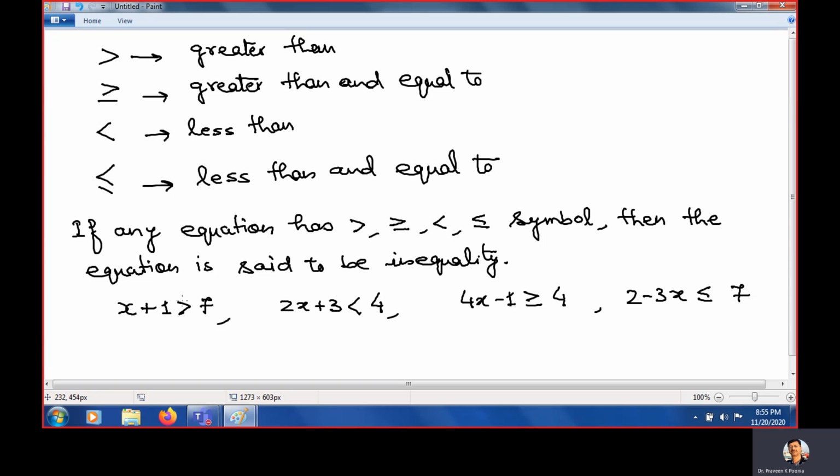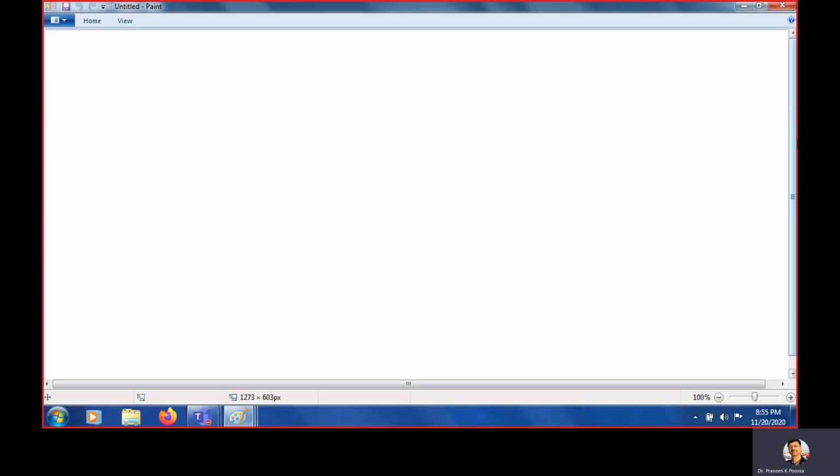Why are we calling them inequalities? Because they have greater than, less than, greater than or equal to, and less than or equal to signs. Clear? So these are inequalities, or you can simply call them linear inequalities. Okay. So what is the difference between equality and inequality?